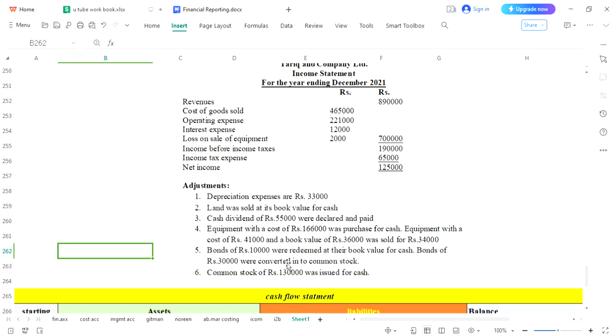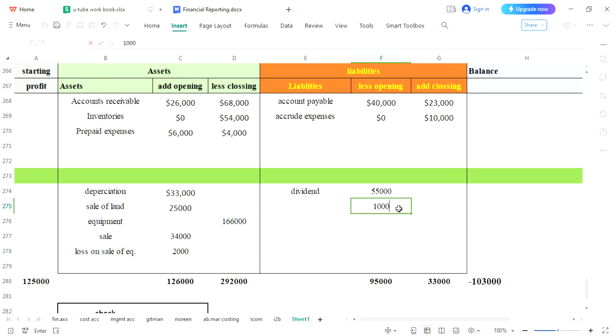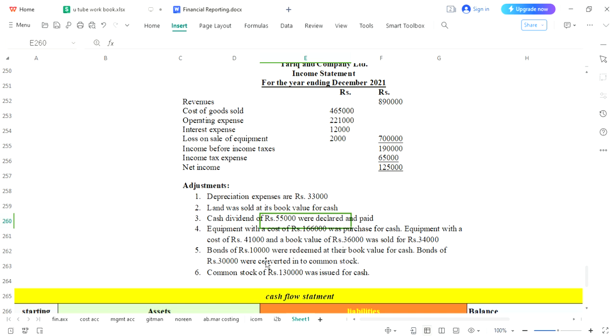Bonds 10,000 were redeemed. Redeem means these bonds are payable. When you redeem, it means cash would be paid. So 10,000 would be written over here in the decrease column. Bonds payable means you have paid your cash. And why are we writing bonds over here? Because bonds payable are liability. So in this way our adjustment number 5 is completed.